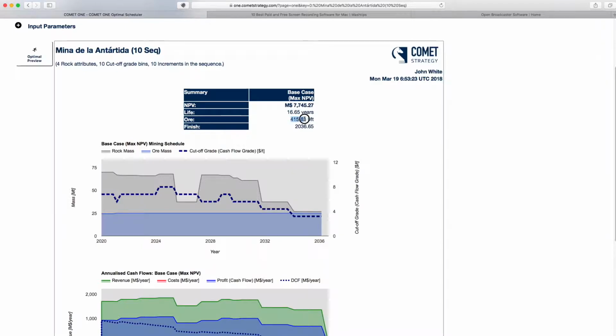Likewise, the amount of ore is also an interesting proxy. It's similar to the mine life, and will tell you how much ore is being processed. It's quite a useful piece of information just to know when the mine actually stops.